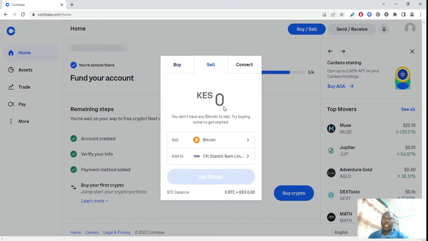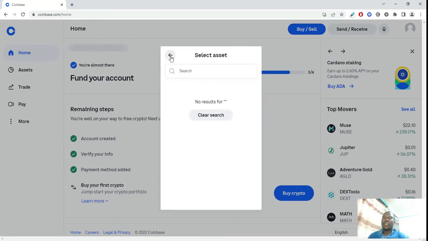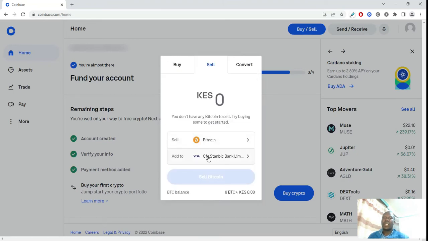When you want to sell, you just do the same thing here, then preview and sell. I do not have any Bitcoin to sell, but if I had, I would put the amount of Bitcoin that I want to sell to Coinbase, select the coin pair that I want, which is Bitcoin in this case, and then I use my bank account that we set up when we were registering for Coinbase, and then sell.